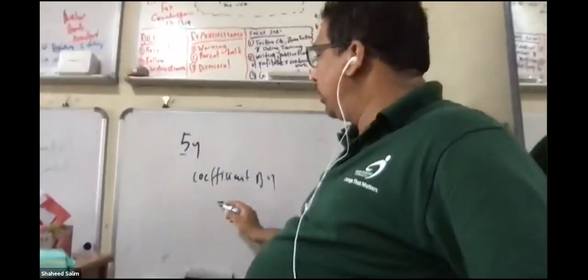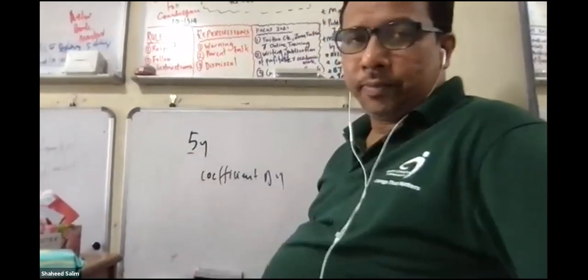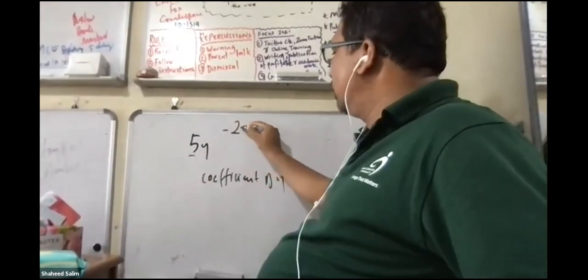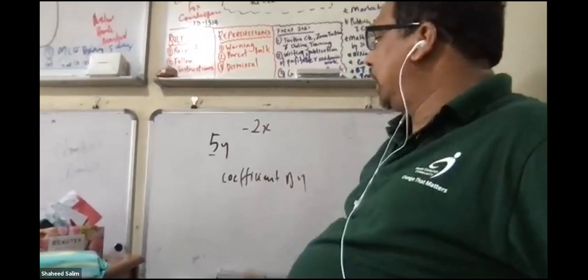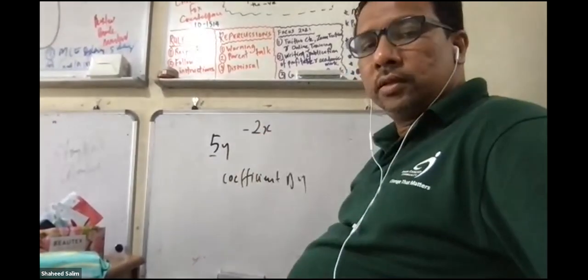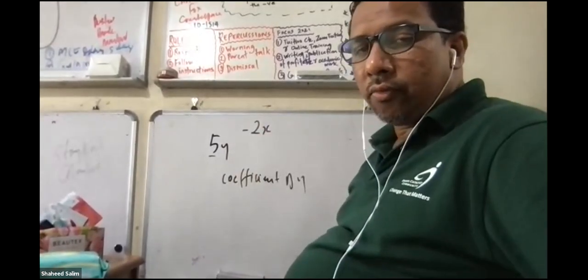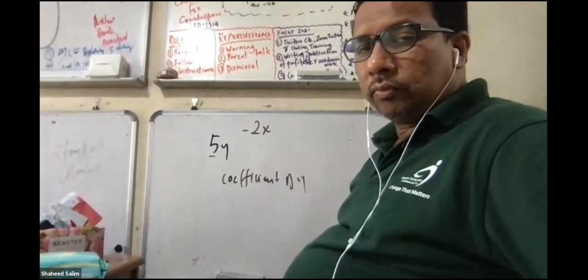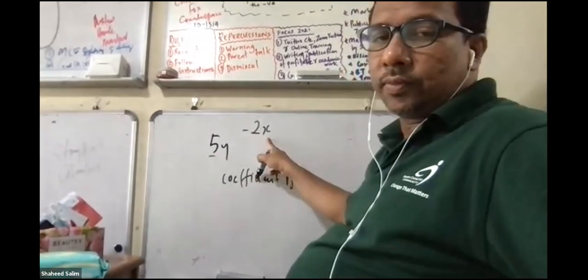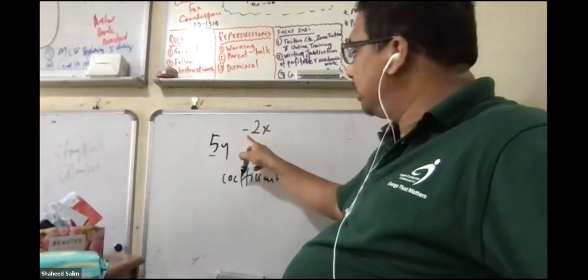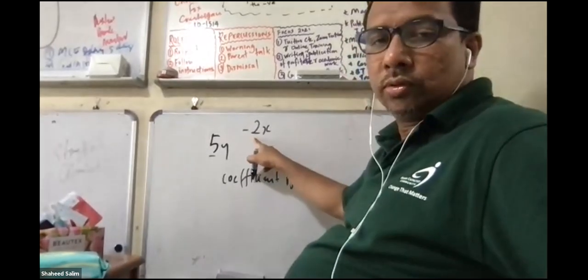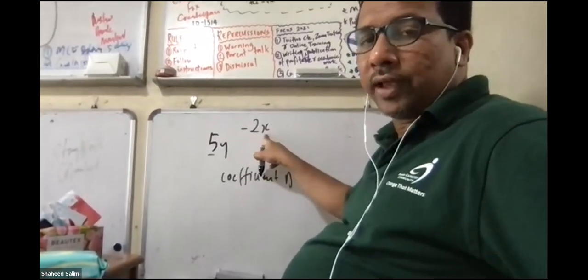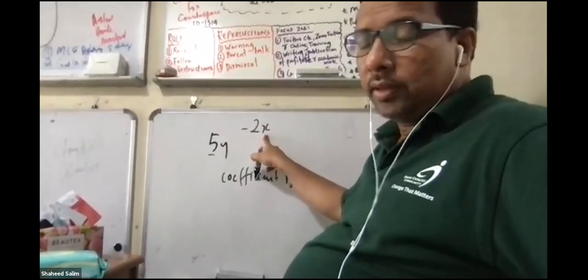Remember, coefficient means the number in front. If let's say now here minus 2x, and Shafika asks you what's the coefficient of x, you look at the minus 2. Minus 2 is the coefficient of x. This is just a special name.